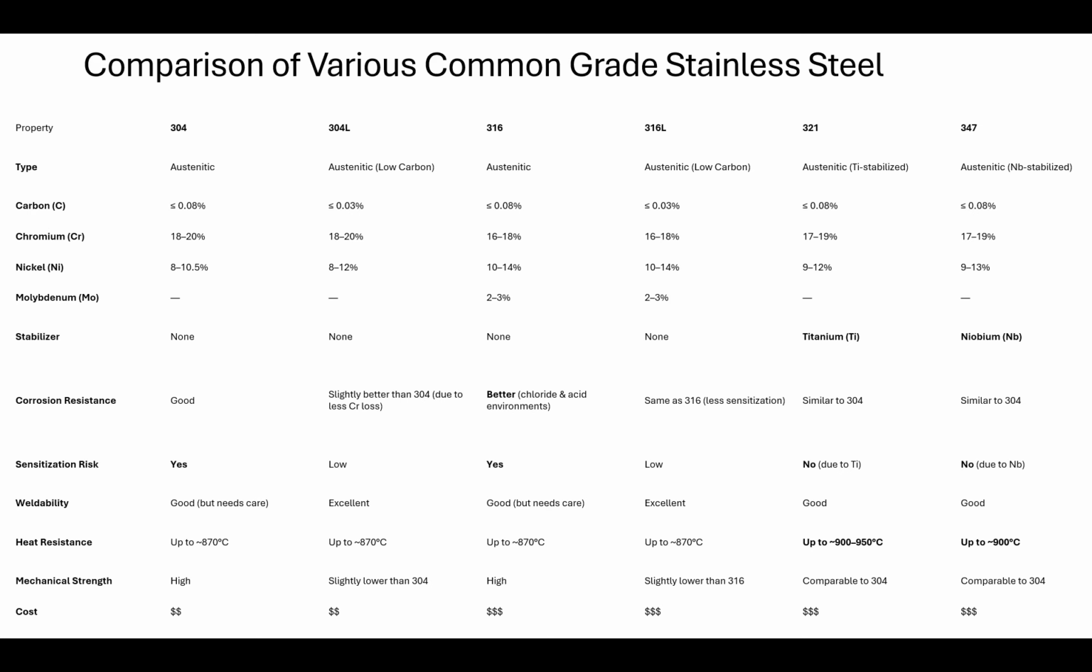So this is how you can compare. With the stabilizers added, the stainless steel becomes more expensive. If you look at the cost, 304 is the cheapest of the stainless steel grades. The stabilized grades are more expensive, and L grades are more expensive because you need a more controlled steel making process to keep the carbon on the lower side.